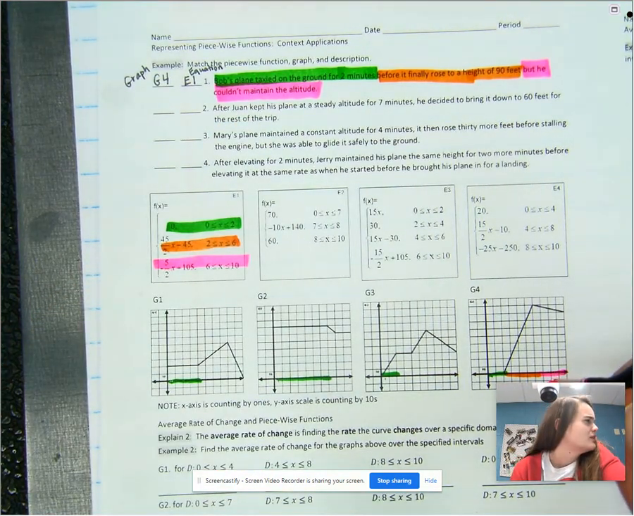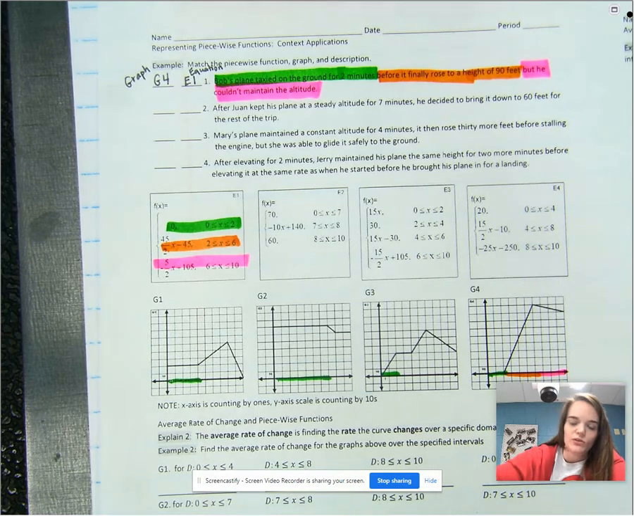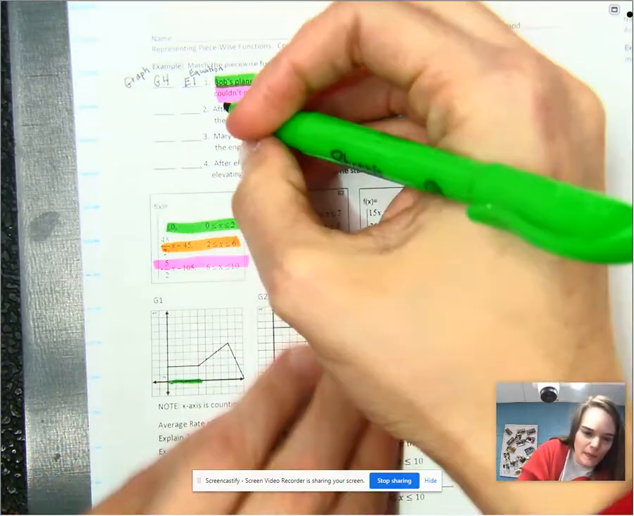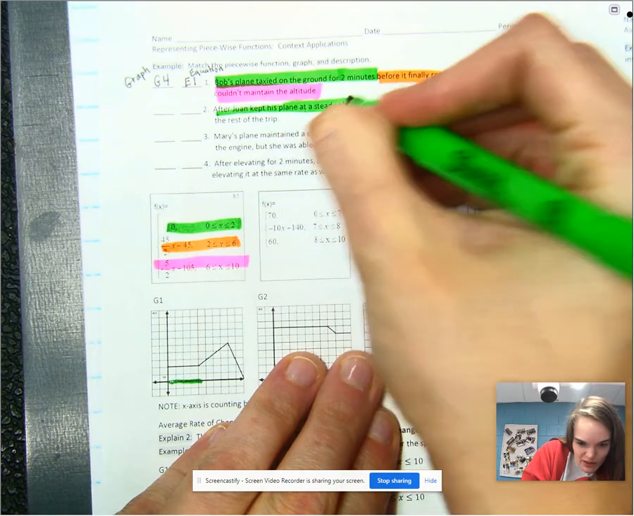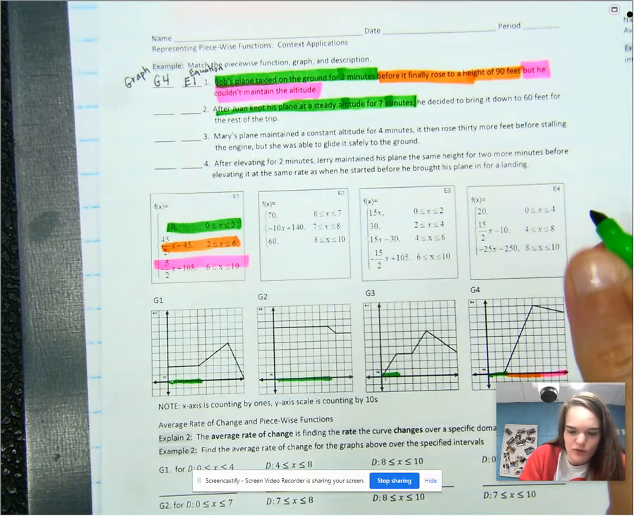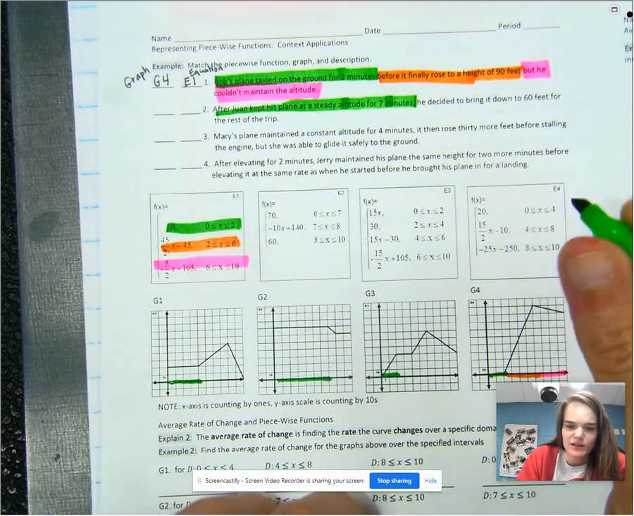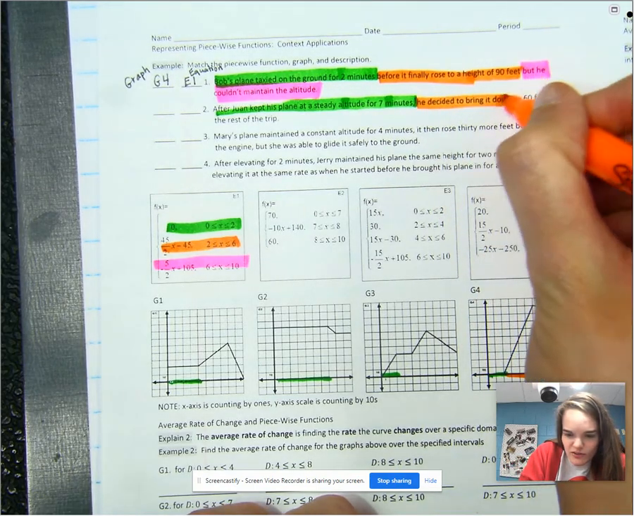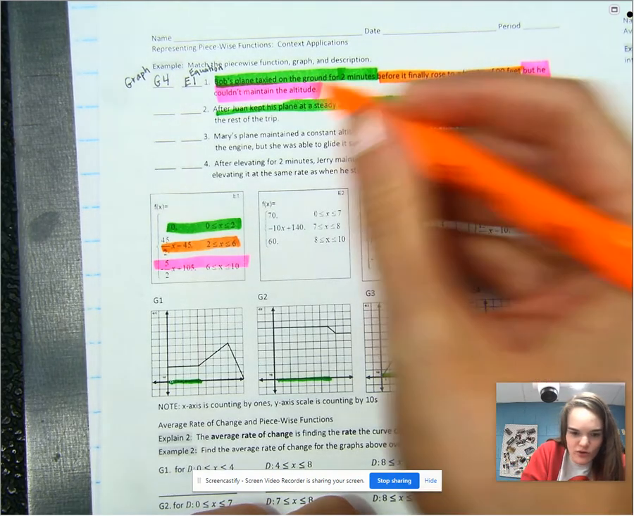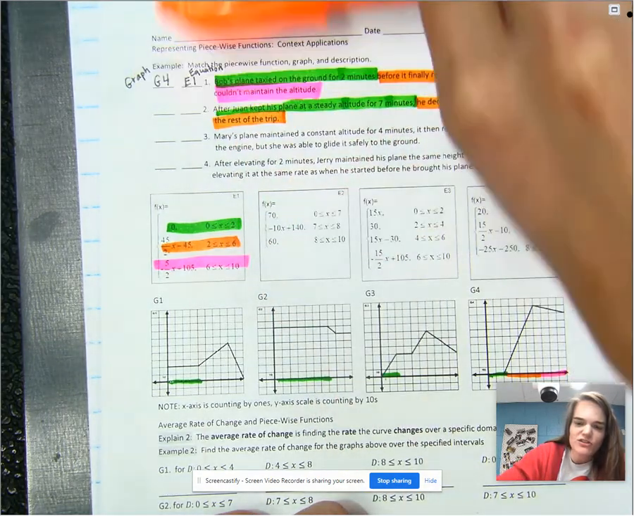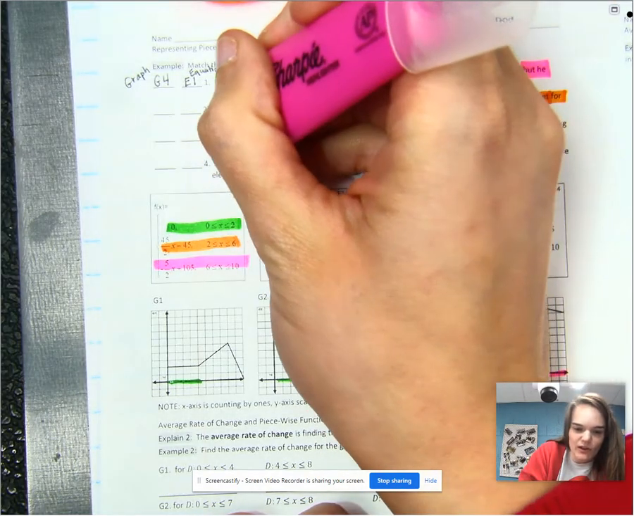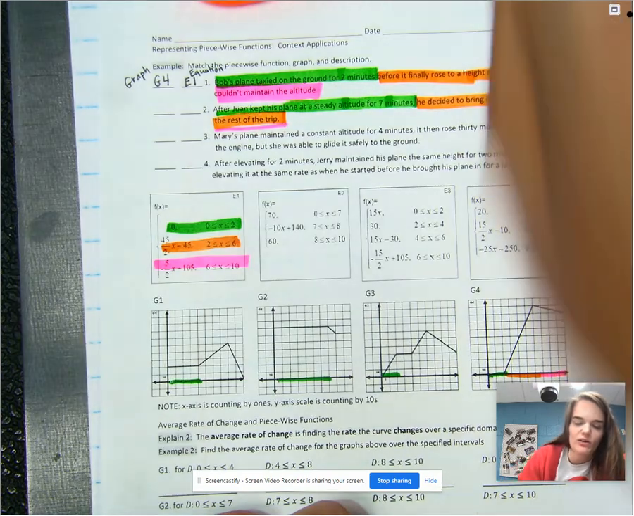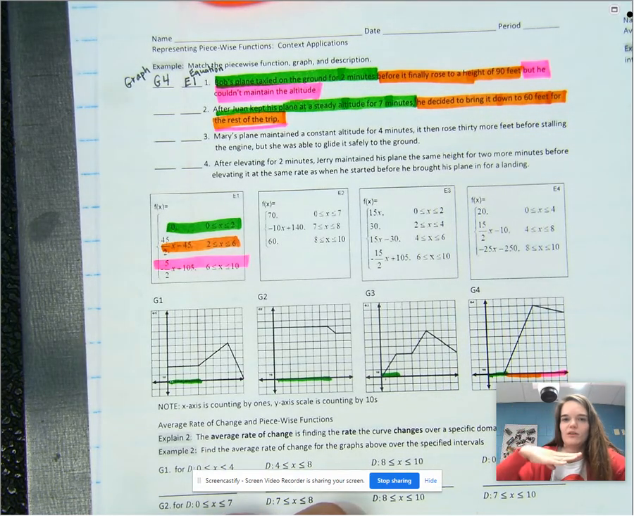Juan kept his plane at a steady altitude for 7 minutes. That means for 7 minutes it's going to be a flat line. He decided to bring it down to 60 feet for the rest of the trip. That means he's going to bring it down, and then for the rest of the trip it's going to stay where it was. So it's going to be flat, then go down, and then keep going straight. So let's see if we've got that.